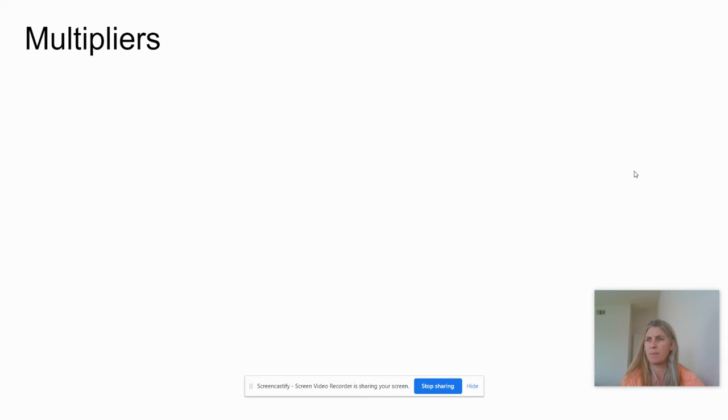For example, it might be multiplying by a fraction or a decimal or a negative number. So multipliers, of course, is the pattern of a geometric sequence. That's either getting bigger and multiplying by the same number that's greater than 1, or it's getting smaller and multiplying by a number that's between 0 and 0.99.